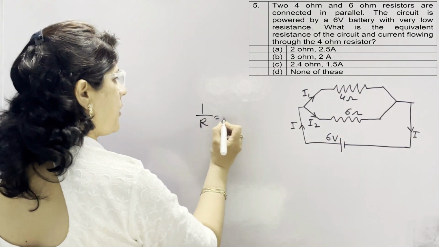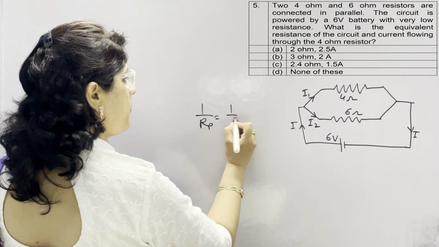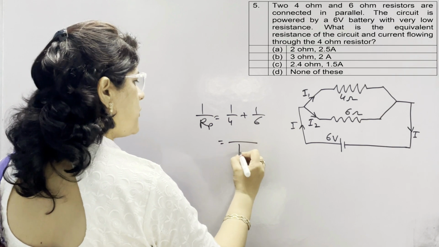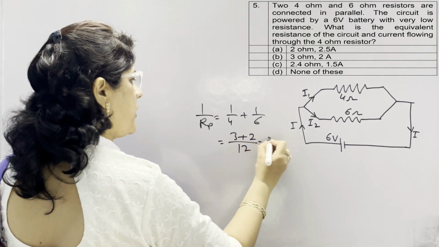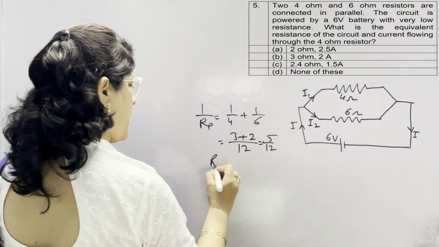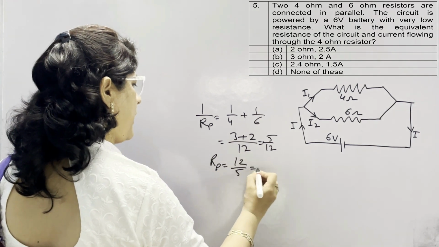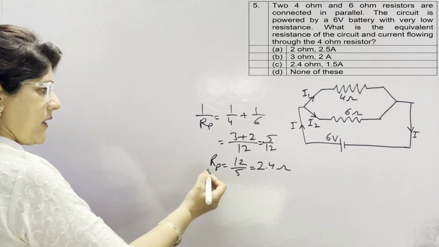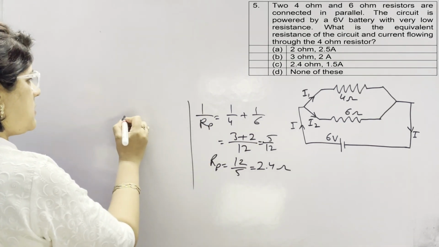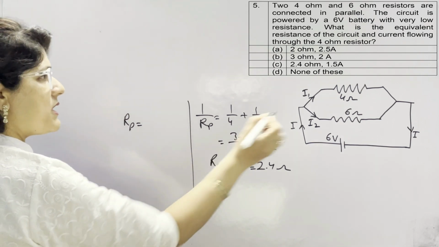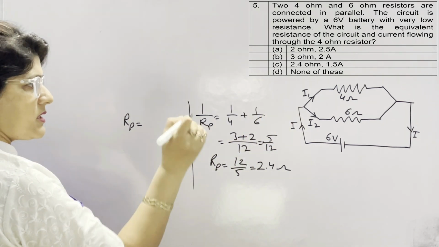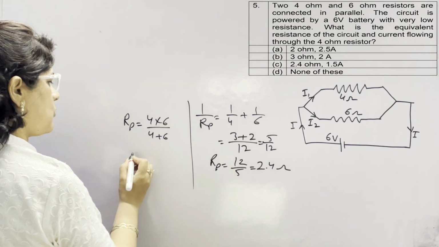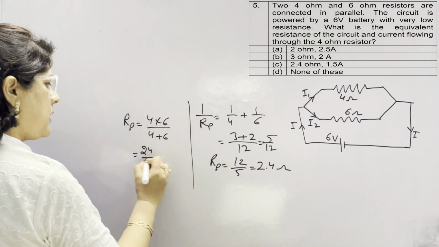So 1 upon Rp is equal to 1 upon 4 plus 1 upon 6. LCM is 12: 3 plus 2. It means 5 upon 12. So the parallel resistance is 12 upon 5. It means 2.4 ohm is the parallel resistance. Another method to calculate parallel resistance is Rp is equal to product upon sum. What are the values of the two resistances given here? 6 and 4. So you can simply multiply 4 with 6 and then add these two. It means 24 divided by 10.